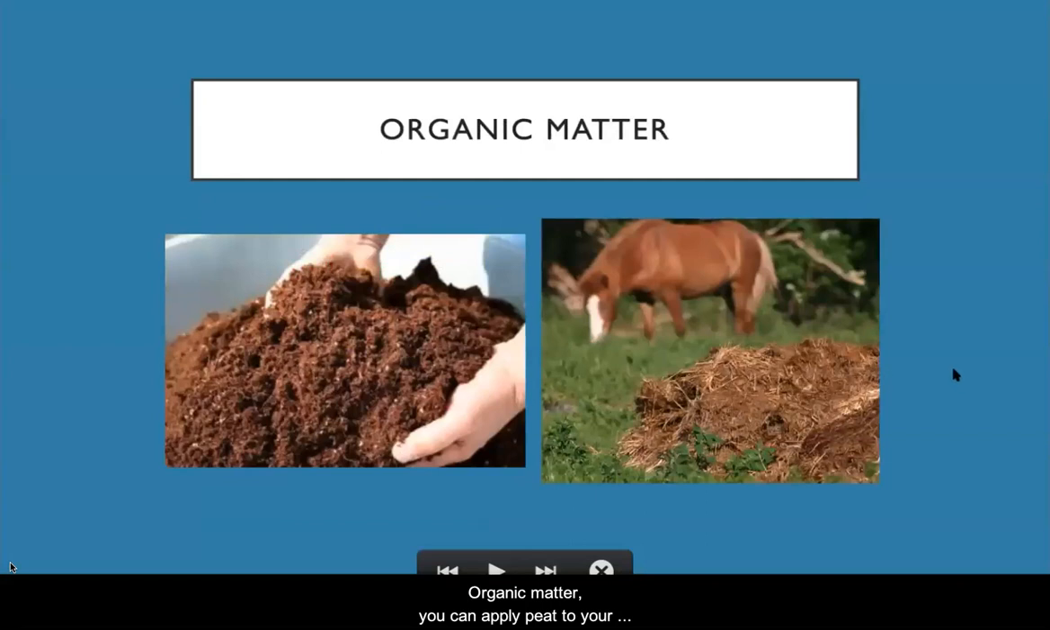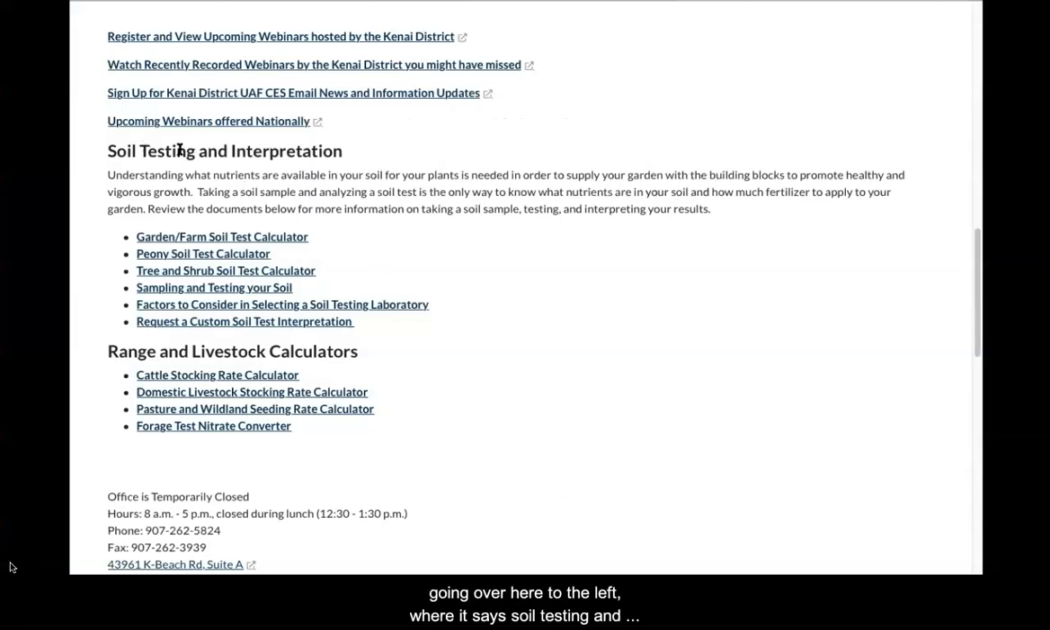Organic matter. You can apply peat to your soil to raise the organic matter. You can apply manure to raise both the organic matter and nitrogen and phosphorus levels. It really depends on what you need, and depending on your soil report, it really influences how much organic matter you should add. So going over here to the left where it says soil testing interpretation, if you go down to the fifth link down, it's the factors to consider in selecting a soil testing laboratory. This one right here will take you to the page that has the publication on the different labs and things to consider when sending it to a lab.